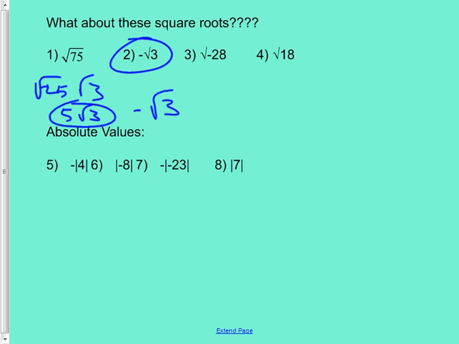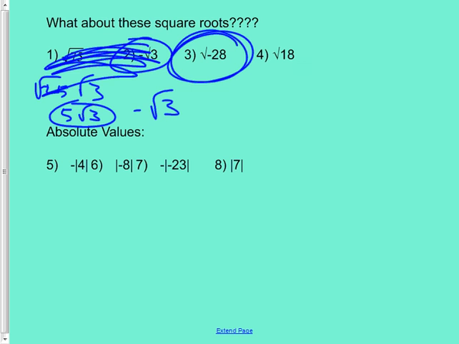Okay. How about the root 28? Could you simplify that one? Yes, you can. Try it on your paper right now. Square root of 28 with a negative on the inside. Try it on paper. We're doing this one right here. The square root of negative 28.